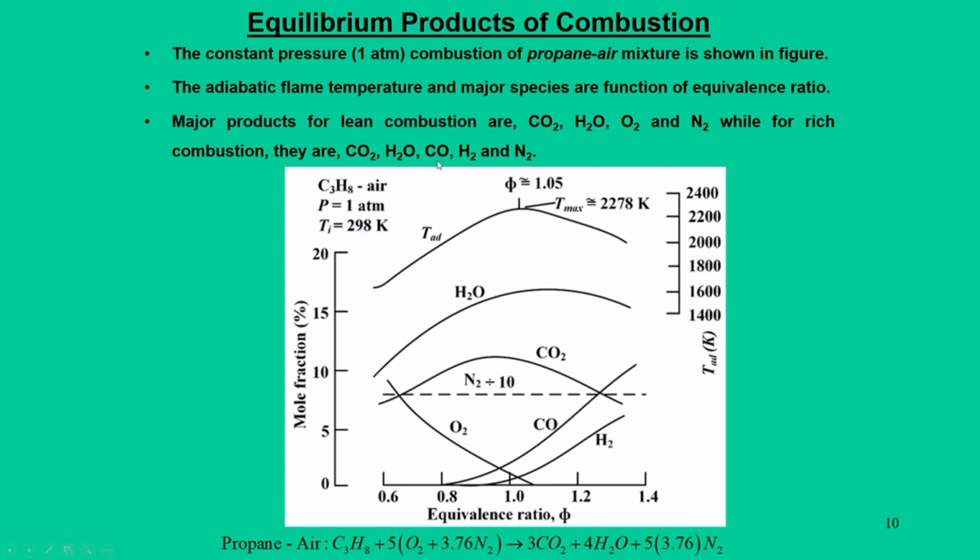Now, for rich combustion, that means the fuel quantity is more, and it does not find enough oxygen. So, there cannot be oxygen in the products. So, the major products should be CO2, H2O, CO, H2 and N2.